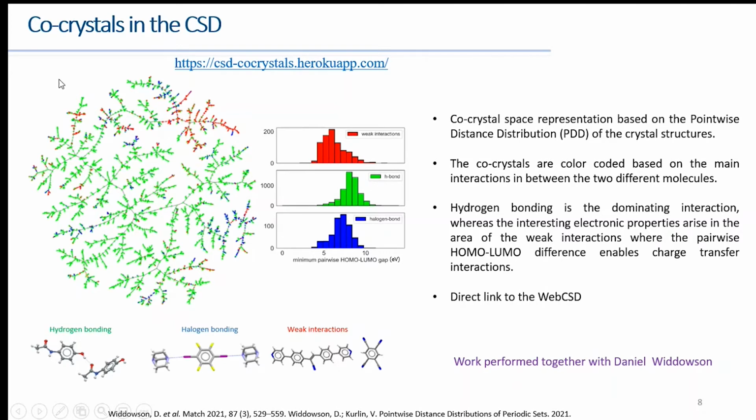We have also calculated the HOMO-LUMO gap between the pairs across the map. We can see that the HOMO-LUMO gap in the region of the weak interactions, which is basically the area of pi-pi combinations, is lower in comparison to the other types of co-crystals. This work was performed together with Daniel, who is giving the talk after me. By clicking on any of the dots on the map, it gives a direct link to the CSD, and we can see the information about the crystal structure of each co-crystal.